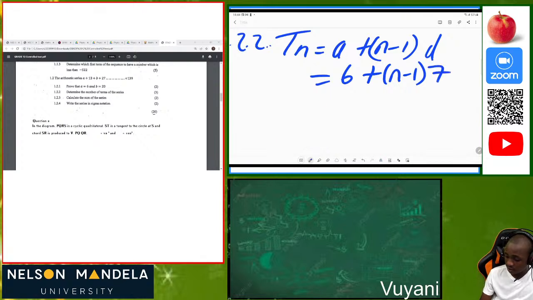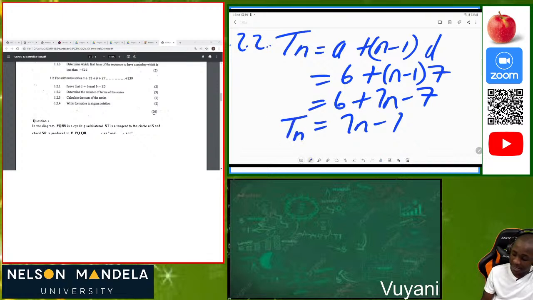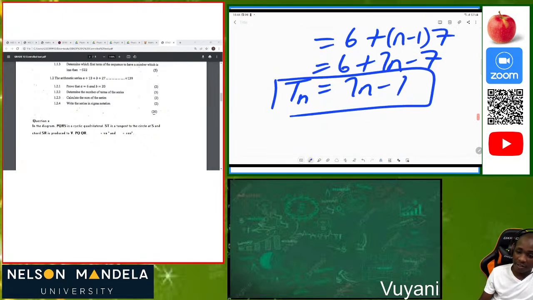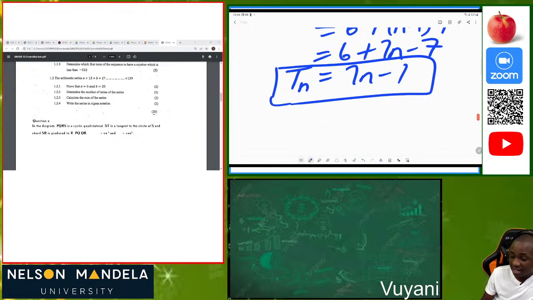So yes, 7 is equal to 6 plus 7n minus 7. Then therefore we have 7n minus 1. That's our Tn of the equation. But you are not yet done. We have the last term. We want to know how many terms we have. We were given that Tn is 139. The last term is 139.